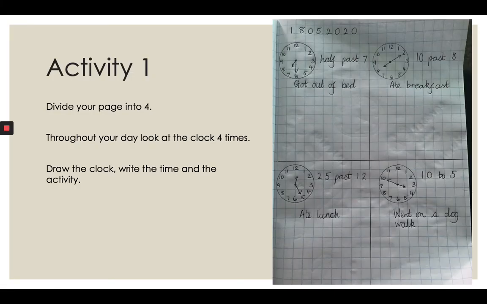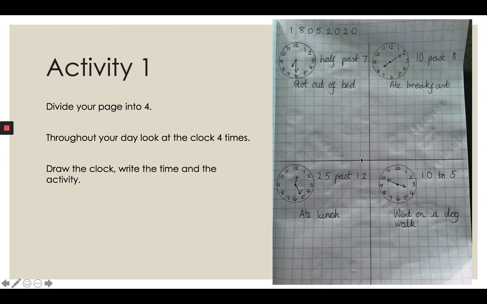Okay, your activity for today. Now this will take you all day, so you can post the picture a little bit later, or you can do it within the morning and post it in the afternoon. It's up to you how you want to do it. But what I'd like you to do is start getting used to looking at the clock. I'd like you to divide your page into 4. If you look at the waggle, we've got 1, 2, 3, 4. So we've divided it into 4.